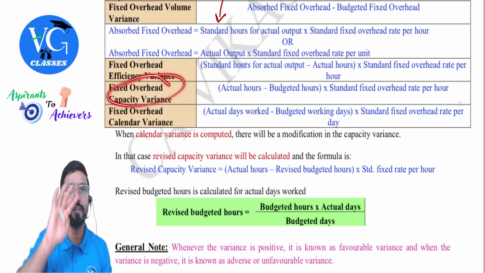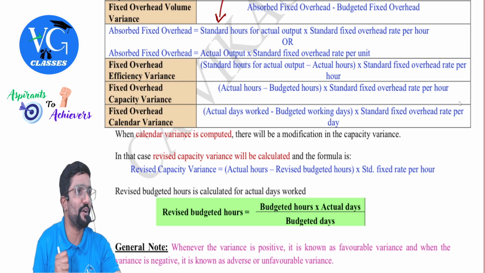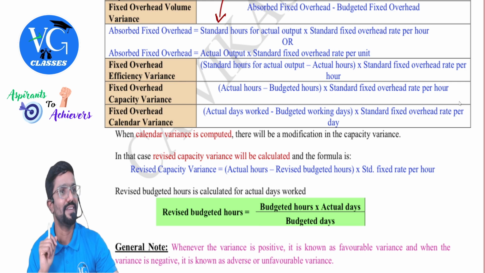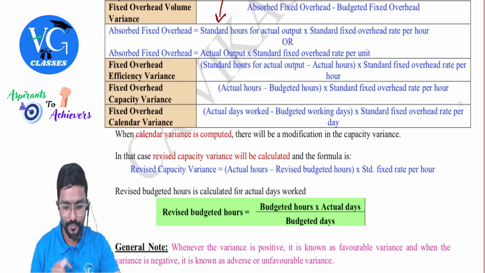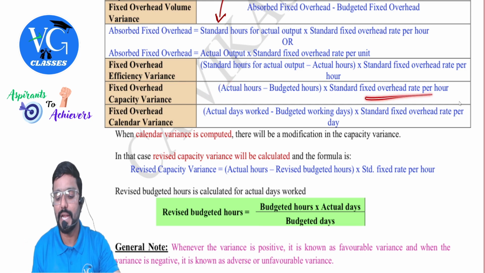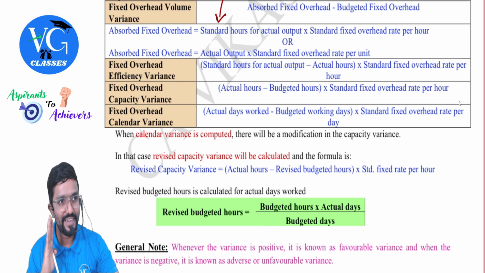Guys, here we are not thinking from cost point of view. We are thinking from what point of view? Capacity utilization point of view. Should actual be more or less? Sir, it should be more, sir. It should be more. Okay, so actual hours minus budgeted hours into standard rate per hour. Clear? So please be careful here. The positions have changed. We are taking actual first, then budgeted.